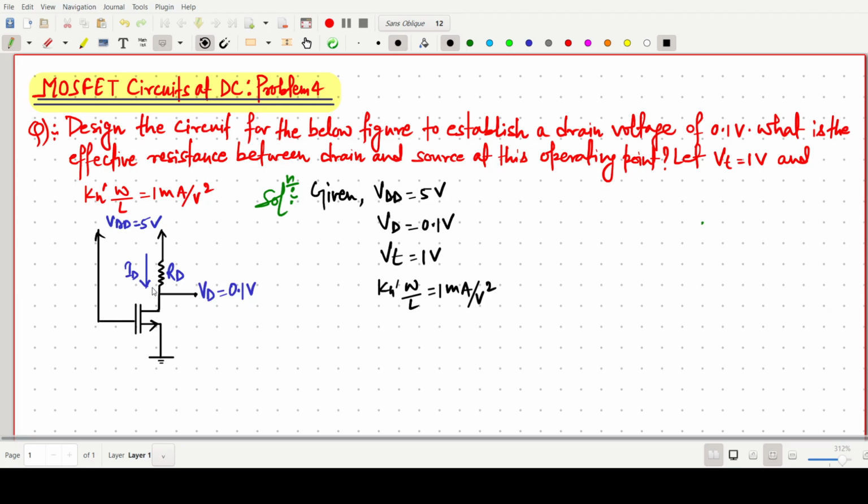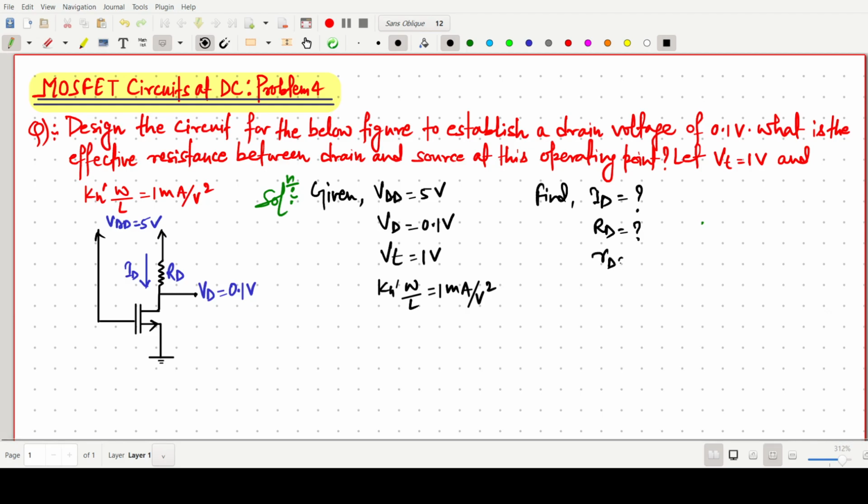So we have to first find the value of ID for the operating point region. ID is unknown, so we have to find the value of ID. Also we have to find the value of RD for this design of the circuit, and the small rds, the resistance between the drain and source. So these are the key things that we have to find.